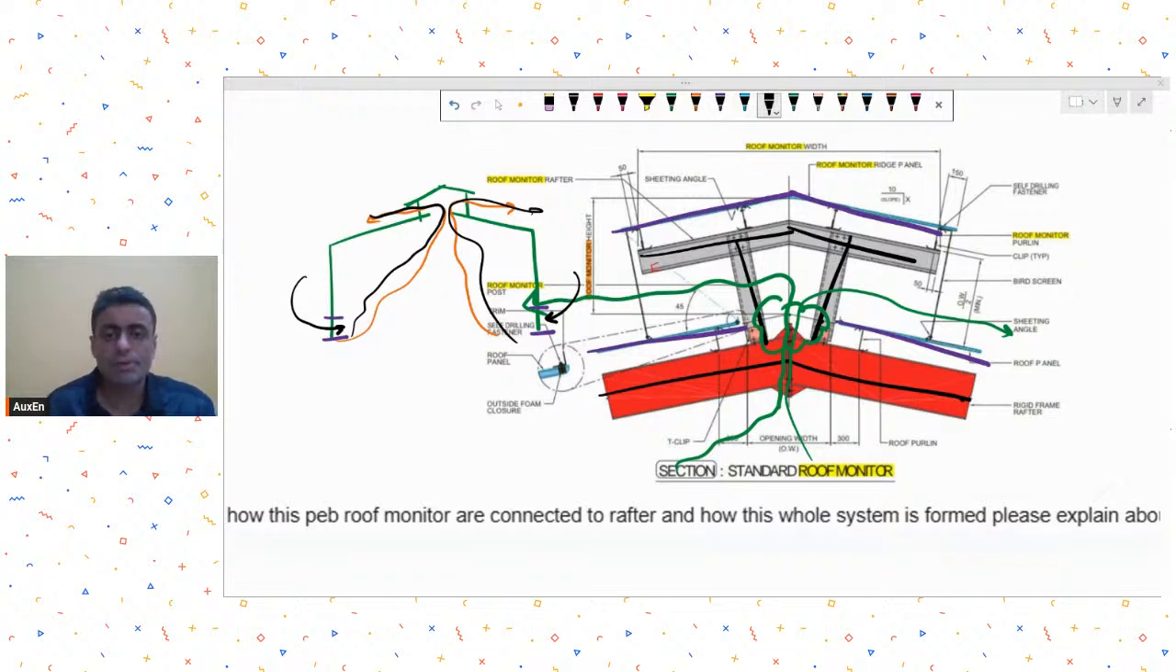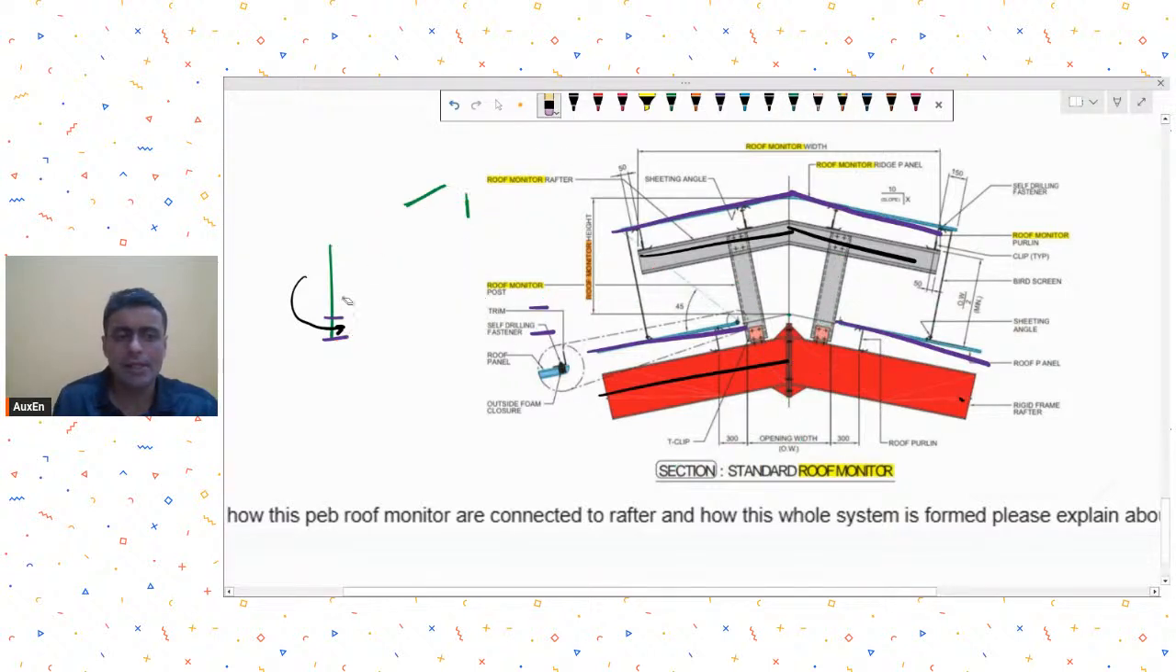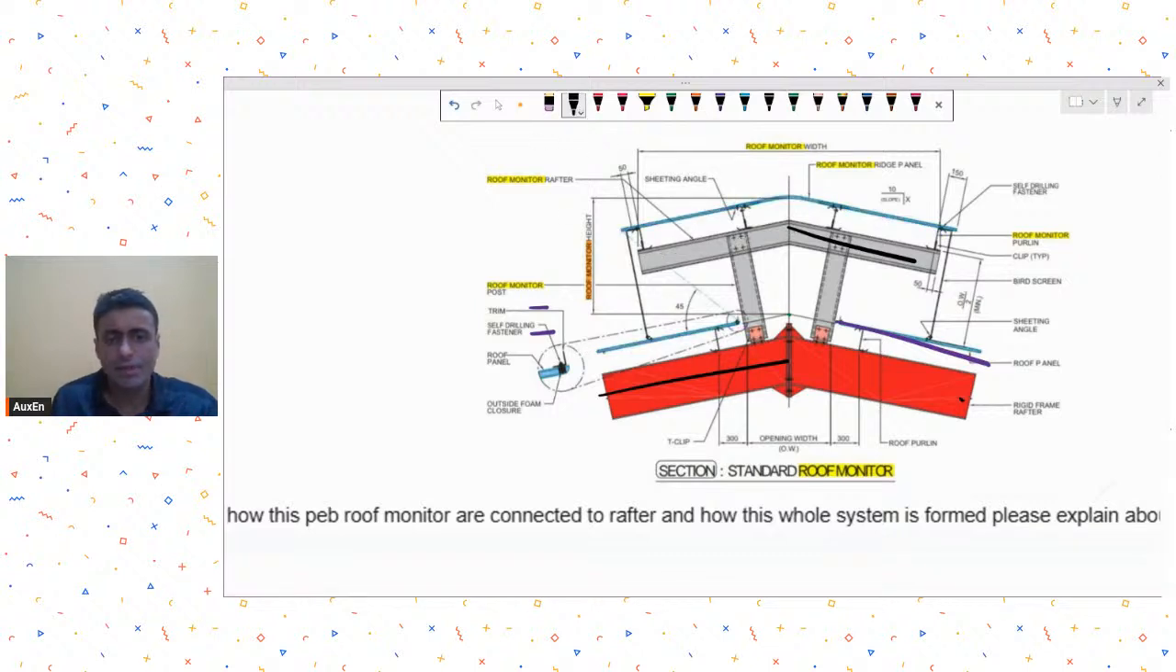Now, having understood this purpose, how do you provide it? So the provision is simple. Your sheeting for this roof will come only till here. Your sheeting stops here, and then the next set of sheeting is provided over here. So to support this, you have taken a post, a column post, or call it the roof monitor post. Usually, it can be a normal pin connection or a hinge-like connection that you create over here.